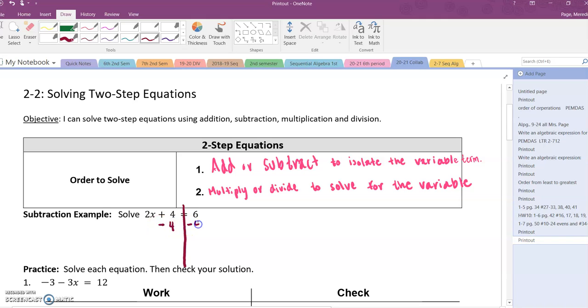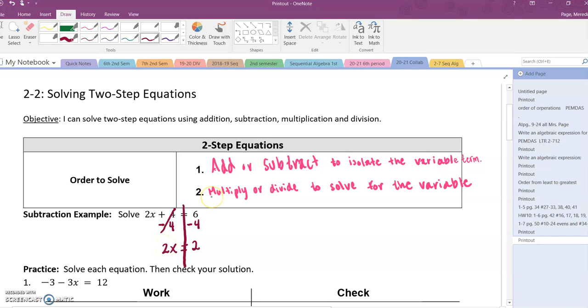Now, you're going to be minusing 4 to both sides, because whatever you do to one side, you have to do to the other side to keep balanced. This positive 4, negative 4 cancels out. What I have left on the left side is 2x equals, and then 6 minus 4 is 2. So step 1 is done. We added or subtracted to isolate the variable term. So now that 2x is by itself.